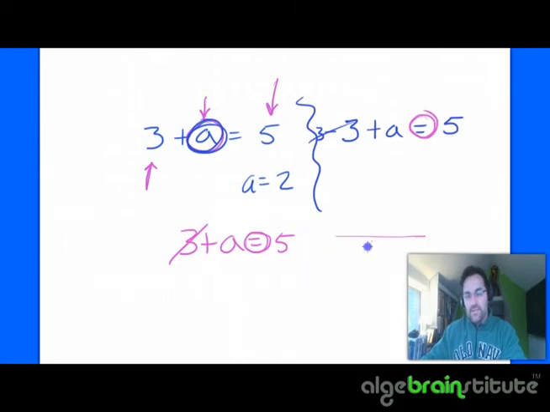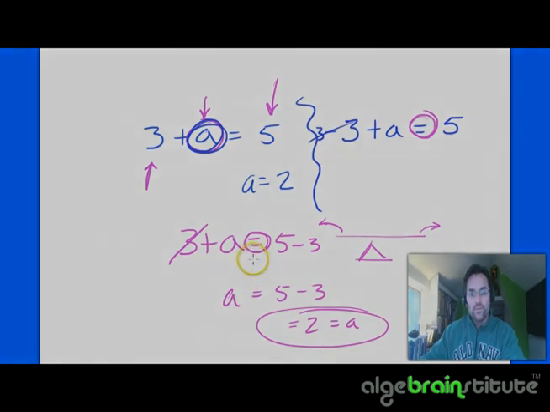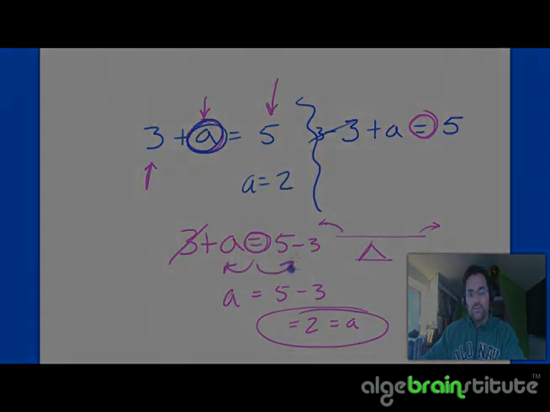Just imagine it like a scale, or a teeter-totter. Whatever we take away from one side, in order to keep it balanced, we're going to have to take away an equal amount from the other side. So we're going to come over here and we're going to subtract 3. So a is equal to 5 take away 3. So 5 minus 3 is going to equal 2, which equals a. So we see that whatever we do to one side, we have to do to the other.